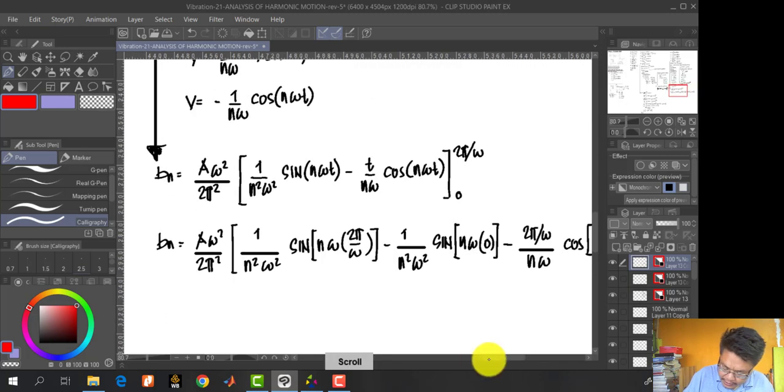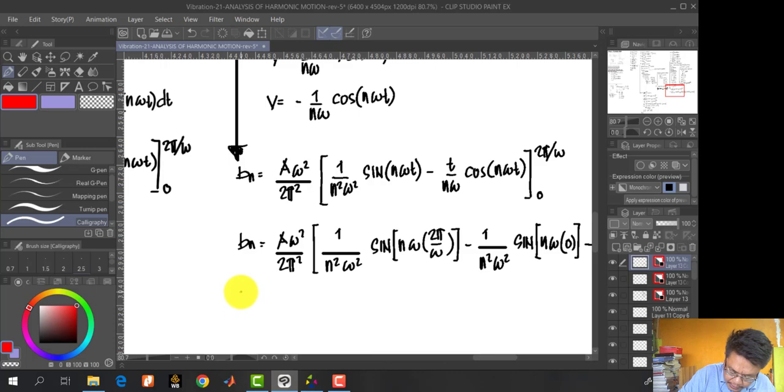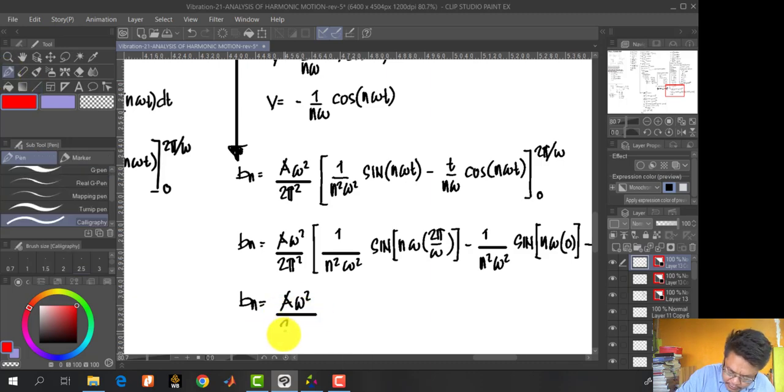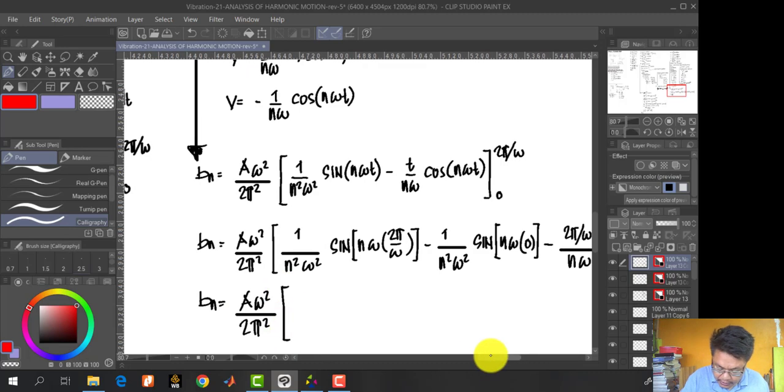So I can rewrite here our b sub n. Let me prove it, let's do that. So a angular velocity squared, all over 2 pi squared, close parenthesis. And this one we can rewrite as n squared angular squared. This one will be cancelled out. So what remains will be sine, multiplied by your 2n pi. And this one, sine of 0, will eventually be 0 multiplied by this one, so this will be 0 out.